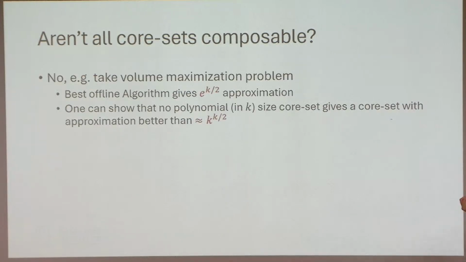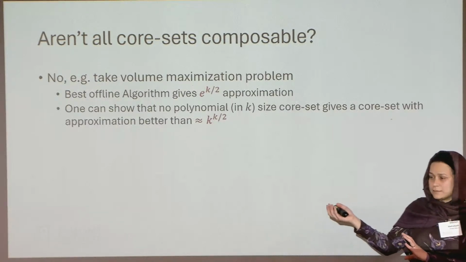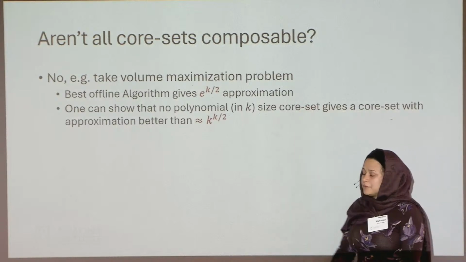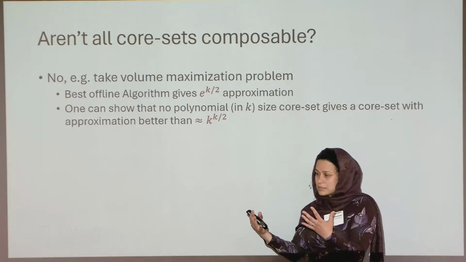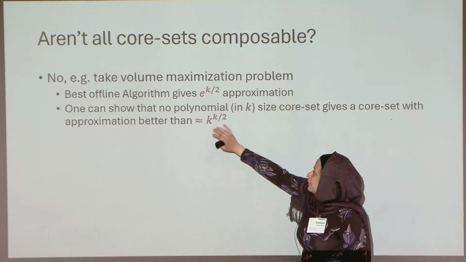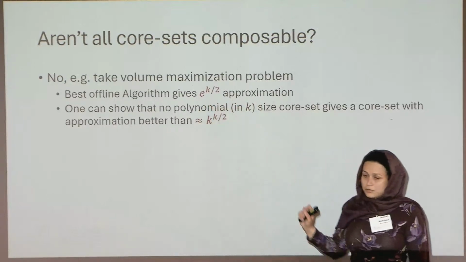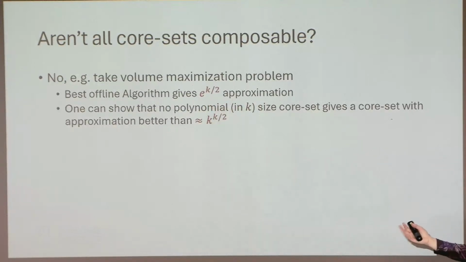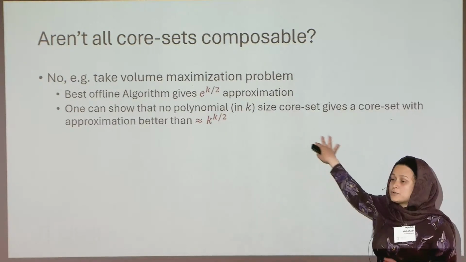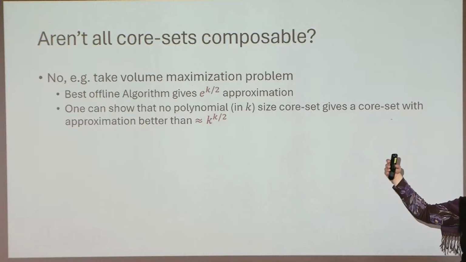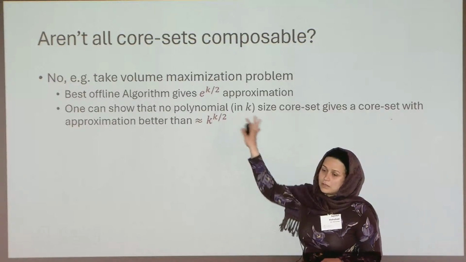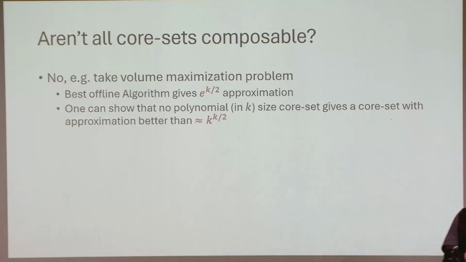Okay, so now maybe you might be asking, aren't all coresets composable? And the answer is no. For example, if you look at the solution of the volume maximization itself, that can be solved with an approximation factor of e to the k over 2. Okay, so just the solution of volume maximization. But now in the composable coreset setting, we know that even if we allow the size of the coreset to depend polynomially on k, then you cannot get better than roughly k to the k over 2 approximation. Okay, so there's a gap here.